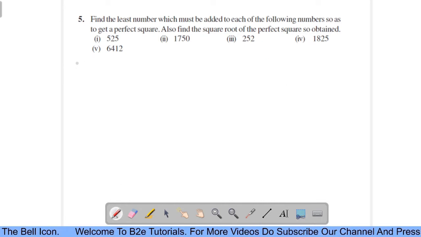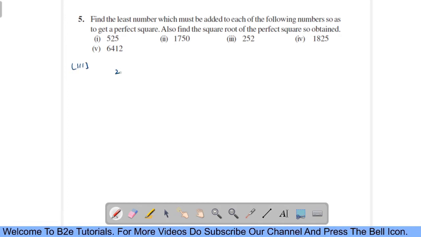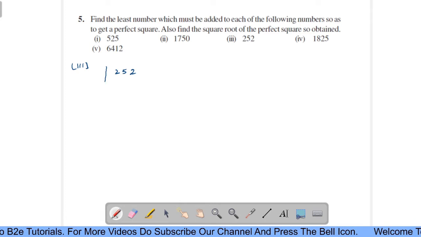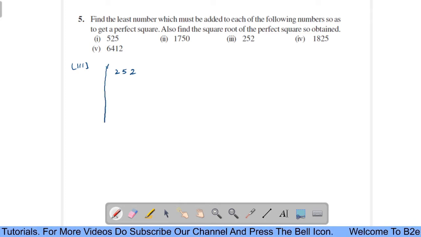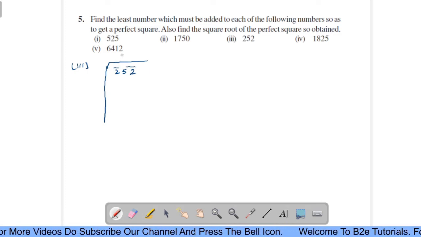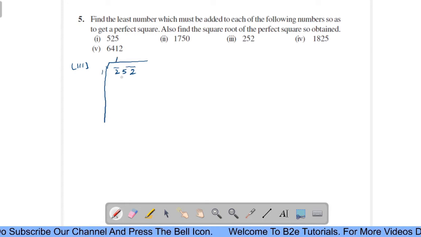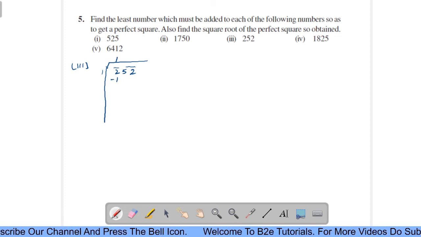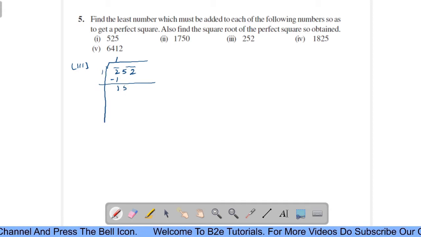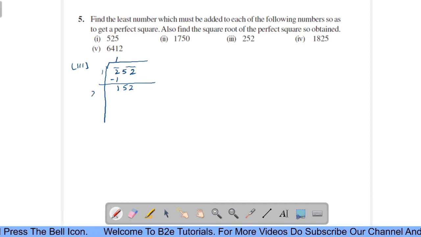Now come to third part. It is 252. Again find out the square root of this number by long division method. Here make pairs from right hand side. How many times it will go? One time. It is 1 1 ja 1. Subtract it. 2 minus 1. It is 1. Bring the second pair. It is 52. Number becomes 152.